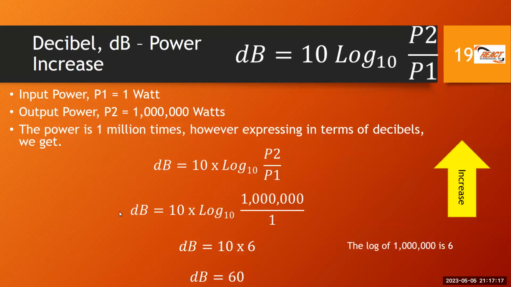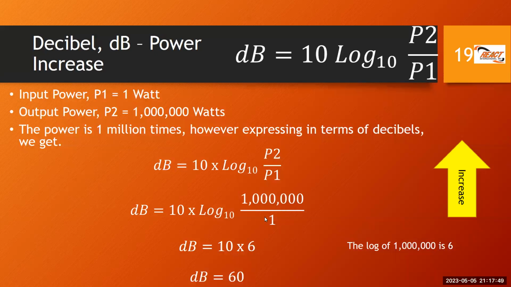So the next line in the equation is dB is equal to 10 multiplied by log, again base 10, of 1 million over 1. So we have to solve for the log of 1 million. 1 million over 1 is 1 million. And we have a little note here that the log of 1 million is 6. Those of you who tried it, you can put it into a calculator, type 1 million, 1 followed by 6 zeros, and then press the log function and see if you do not get 6.